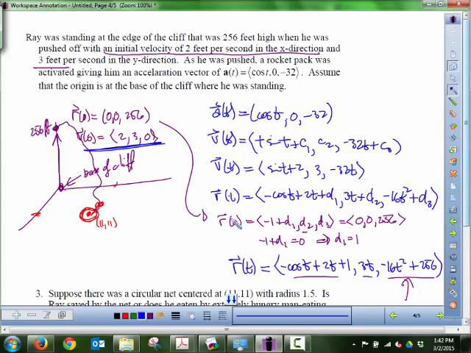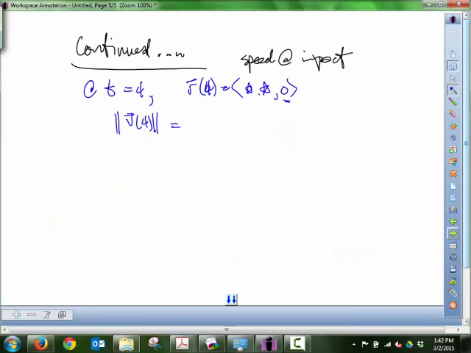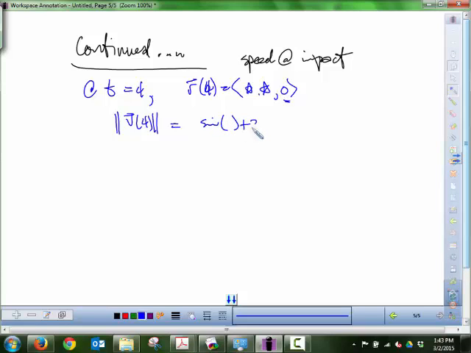And the velocity vector was sine t plus 2, 3, and negative 32t. So sine t plus 2, where t is equal to 4, a constant 3, and then negative 32 times t, which we said was 4. All right, so radians again, sine of 4, and then add 2 to it.